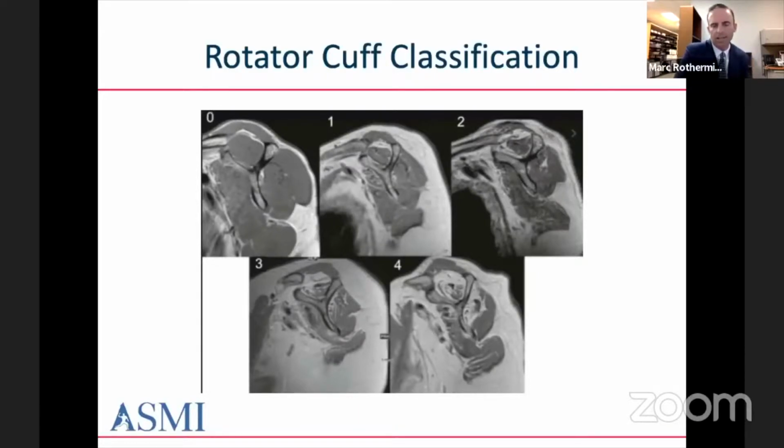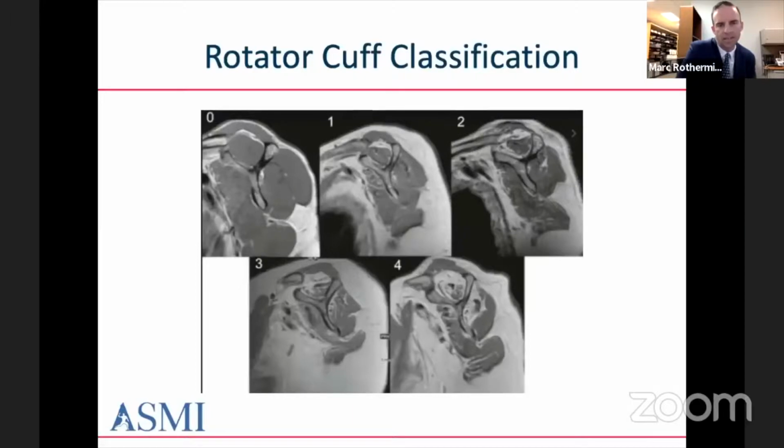This is really the classic Goutallier classification. When we look on the outlet view on the MRI, you can see the difference as we go from a grade 0 to a grade 4. And what this classification represents is when we look at the supraspinatus, we're looking at the quality of the muscle versus the infiltration of fat. And so this is important in chronic degenerative tears.